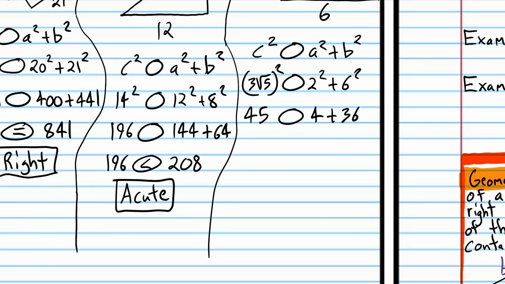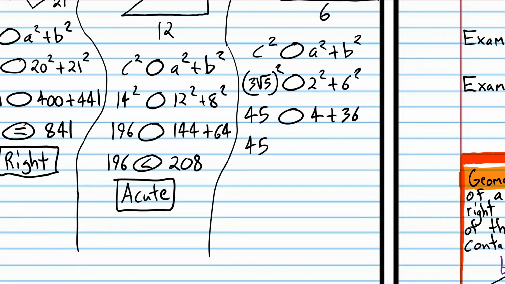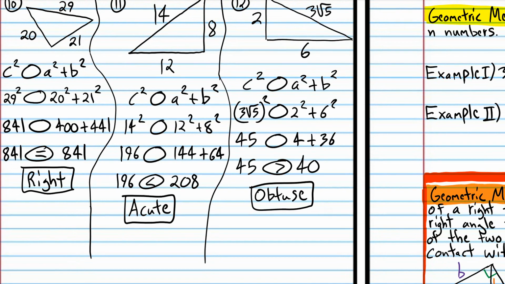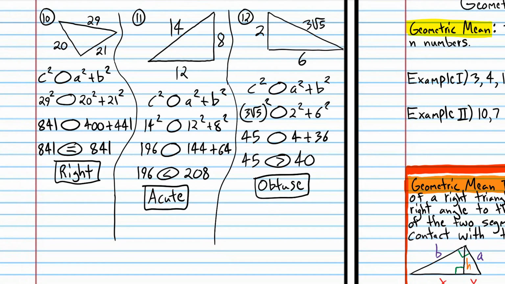too concerned about that. So now we have 45 is obviously greater than 40, so that means the triangle is an obtuse triangle because c squared is 45 and the sum of the other squares is 40. So because the square of the longest side is bigger than the sum of the squares of the other sides, it must be an obtuse triangle. So if you got that answer, good job.